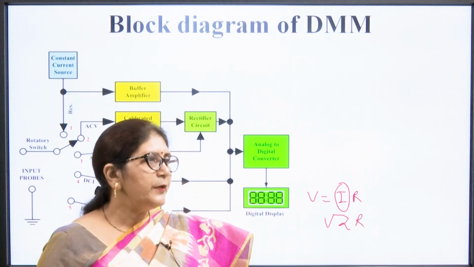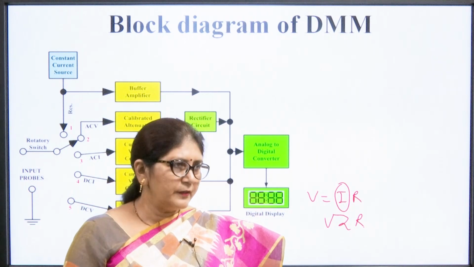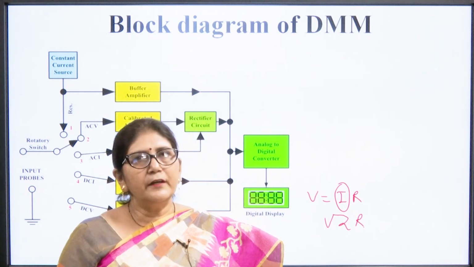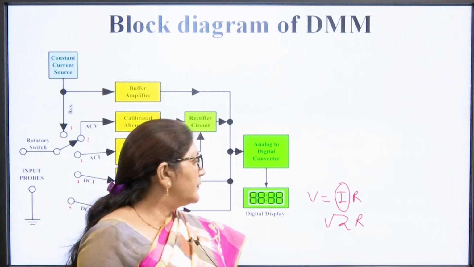Similarly, if we want to measure current, then again we need a voltage drop across a resistance. So, we need a standard value of resistance for this purpose.